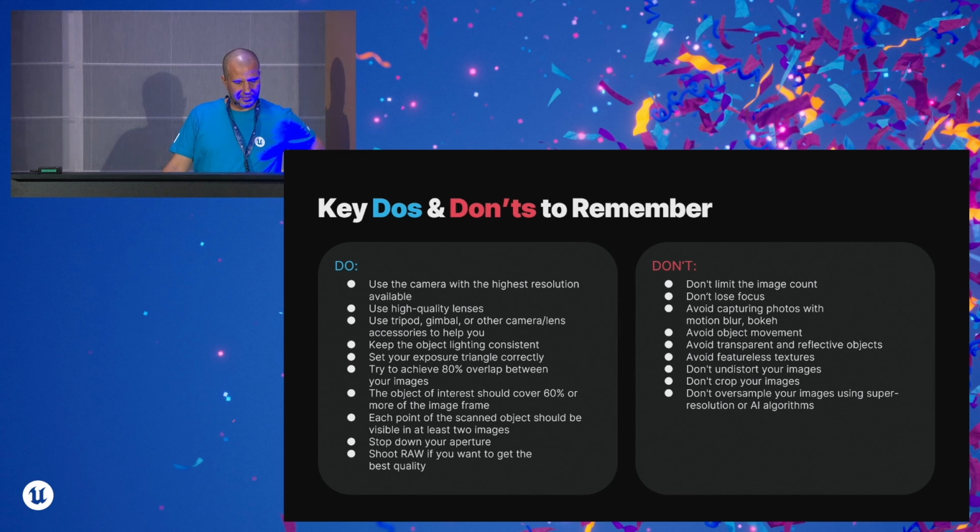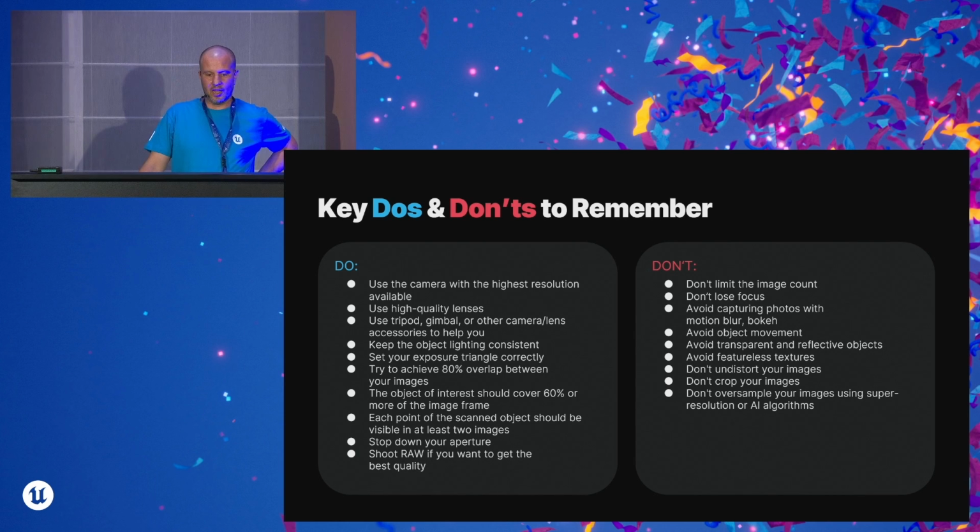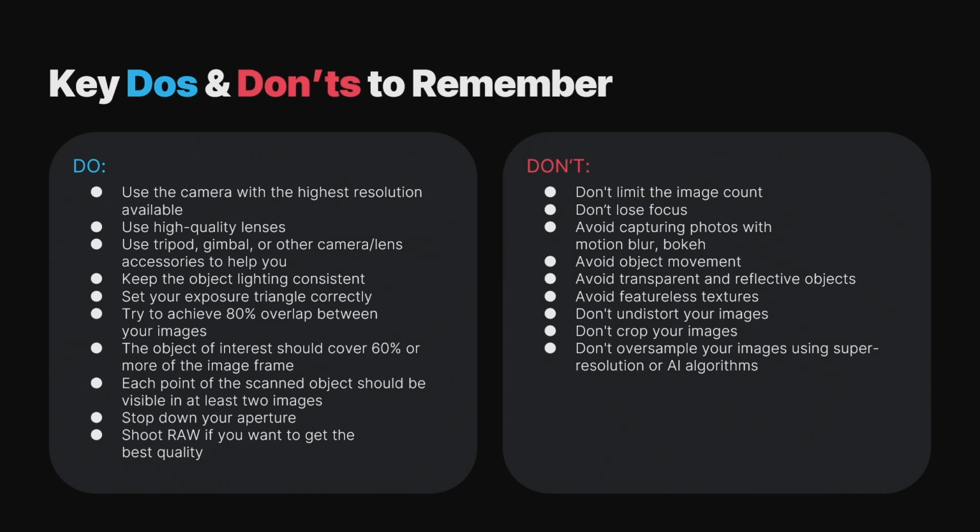Each point of the scanned object should be visible in at least 2 images. I think we've gone through that. Stop down your aperture, again, for the large depth of field, and shoot raw if you want to get the best quality. We'll go into that in a second. Don't limit your image count. Don't lose focus. Avoid capturing photos with motion blur, bokeh.